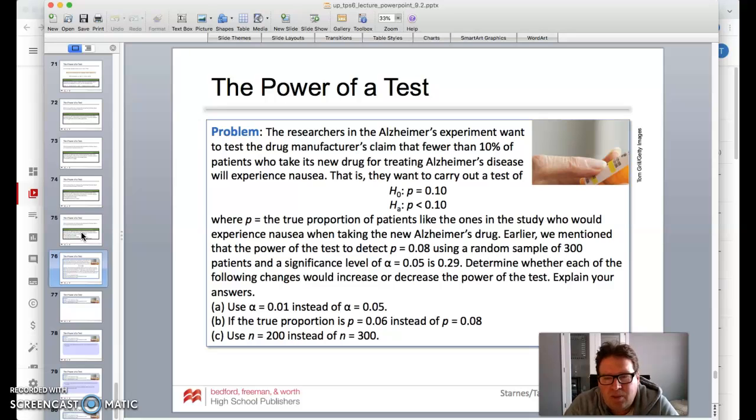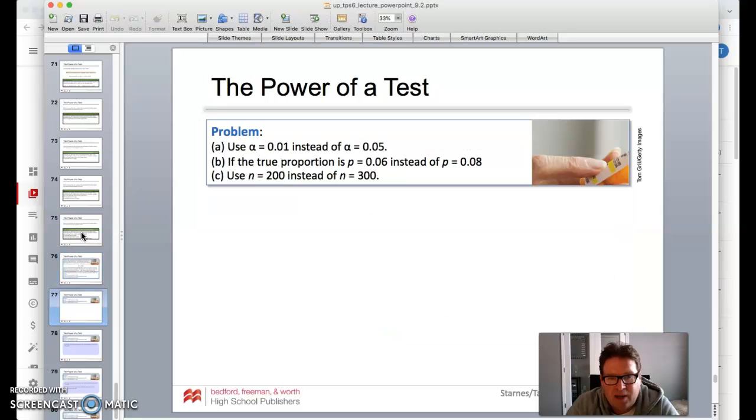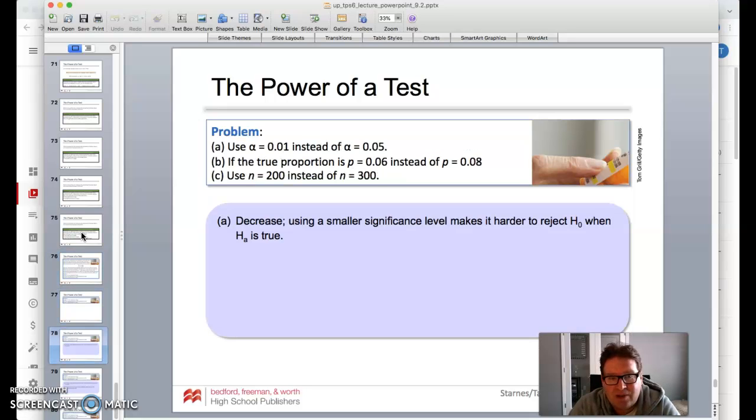Now, using a random sample of 300 patients and a significance level of 0.05, we're going to say that power is 0.29. Determine whether each of the following changes would increase or decrease the power of the test. All right, so now if we went to a 0.01 significance level instead of 0.05, would that increase or decrease the power? Well, it's going to decrease. Okay, if we want to increase the power, we want to go to a higher level of significance. That would be a lower one. So using a smaller significance level makes it harder to reject the null hypothesis.